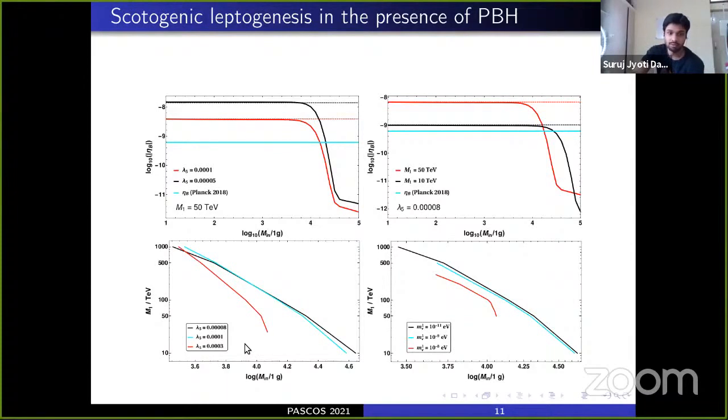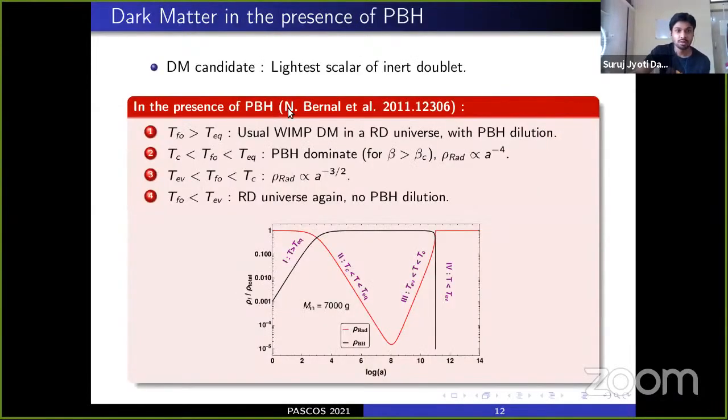Now, as we know, if we increase the lambda 5, the leptogenesis in the thermal case is already very small. So the black hole mass required to dilute the asymmetry is further smaller, which explains the pattern here. And a similar pattern can be seen in the bottom right plot, where the variation is shown with the various values of light neutrino mass. So now coming to dark matter.